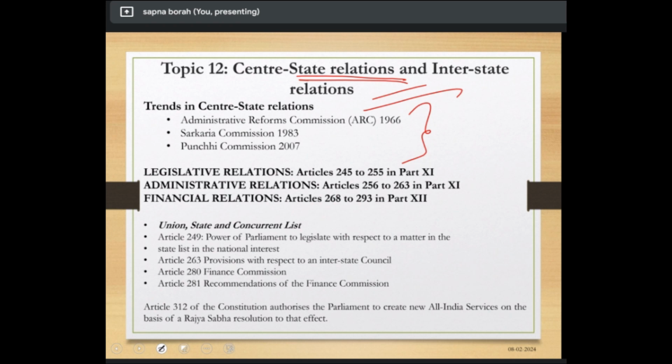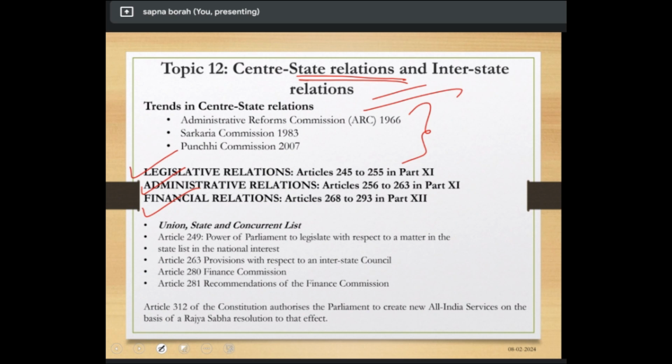These are some directives, as in, let's say there's some scheme or something, how to follow it, what to do, and a follow-up is always given to the state. So those relations are always there, and these relations can always be defined in three terms: legislative, administrative and financial.